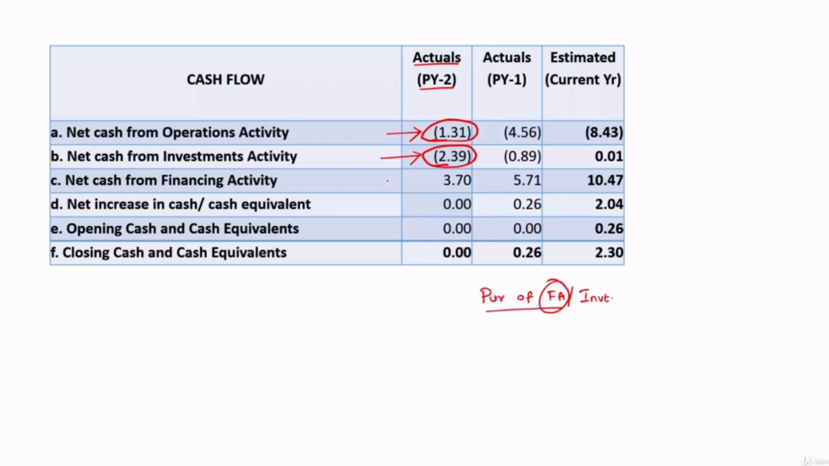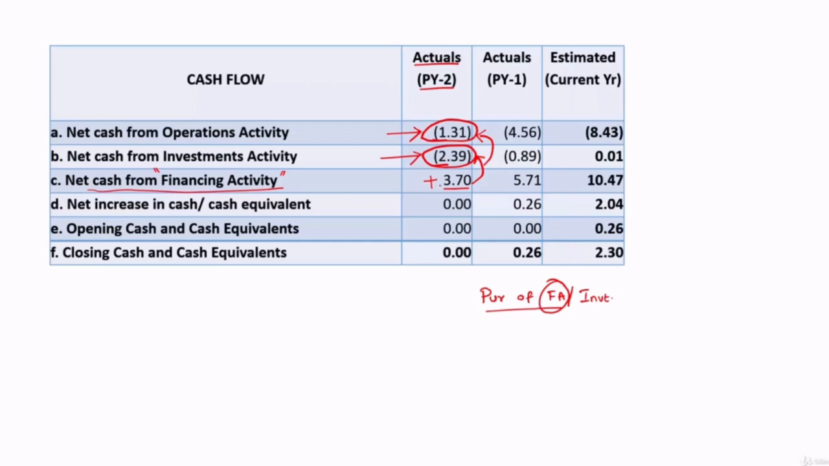From where they got money for all these outflows? 1.31 crore plus 2.39 crore, totally 3.7 crore. From where they got money for all this? They got money for all this from financing activity. Under financing activity, they have mobilized 3.7 crore. So we can understand that they have mobilized 3.7 crore, and that is used for funding investment, and that is also used for taking care of the negative cash flows under operations.